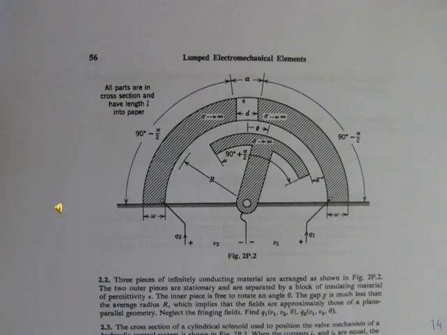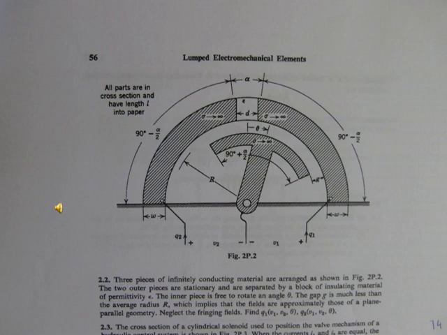Then we saw problem 2/2. So problem 2/2 is, in this case, a circular shape, given with the rotor and the stator. The diagram is given in figure 2p2. That way the supply is supplied to the stator and the rotor is also rotating. So the three pieces of infinitely conducting materials are arranged as shown in figure 2p2.